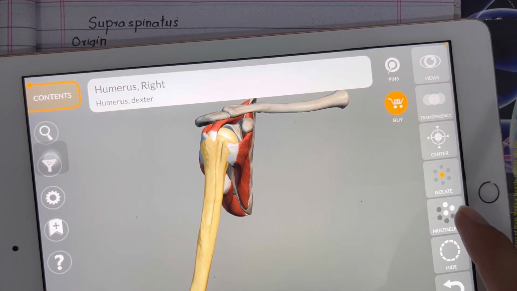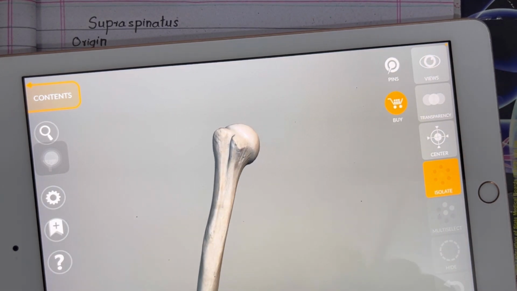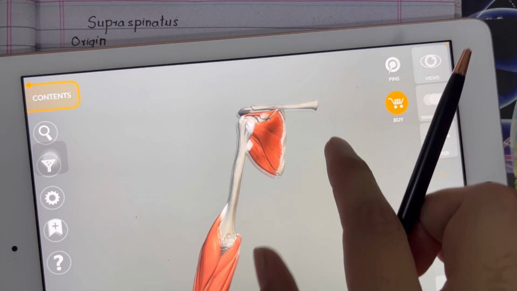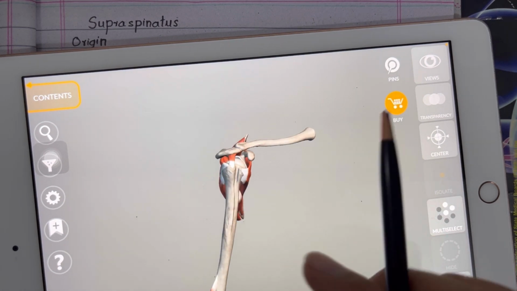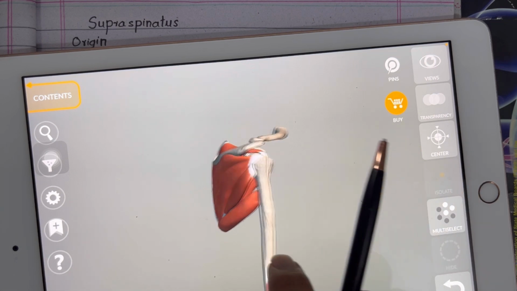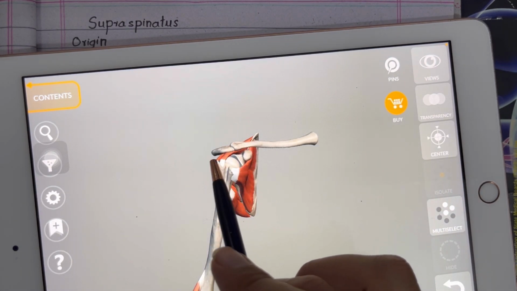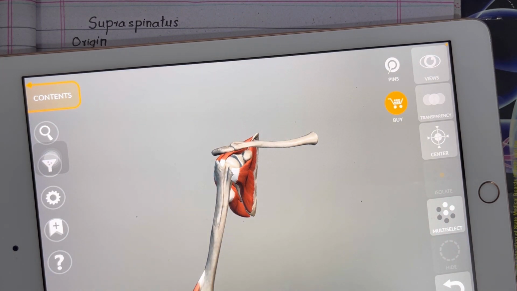This is the greater tubercle of the humerus bone. So the supraspinatus muscle originates from the supraspinous fossa and moves laterally and inferiorly and passes under the acromion process of the scapula and inserts on the greater tubercle of the humerus bone.